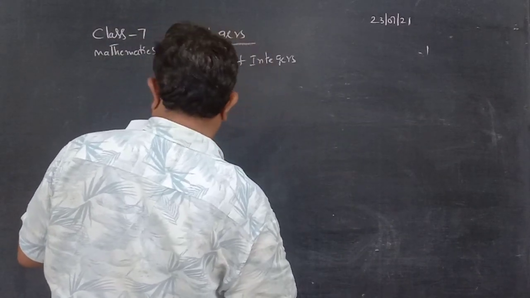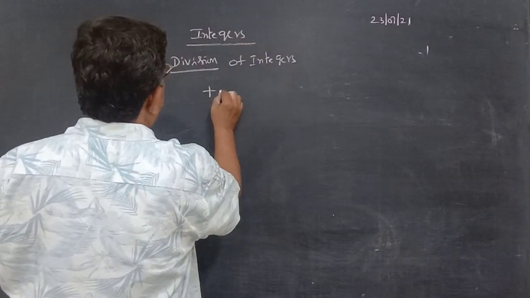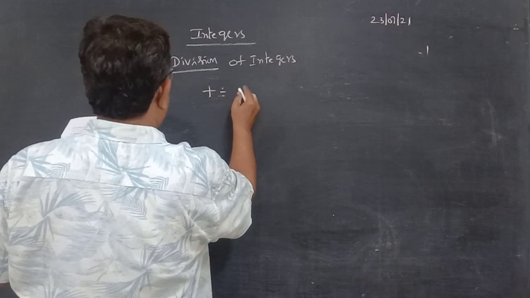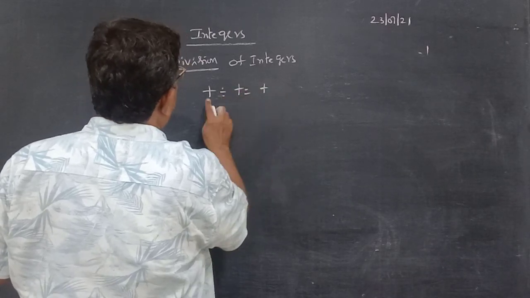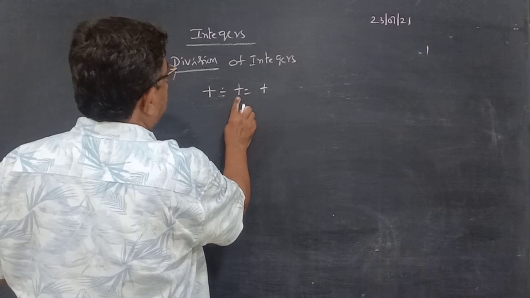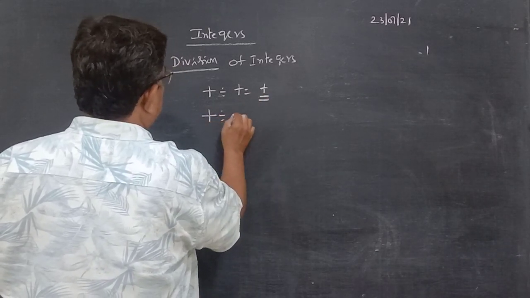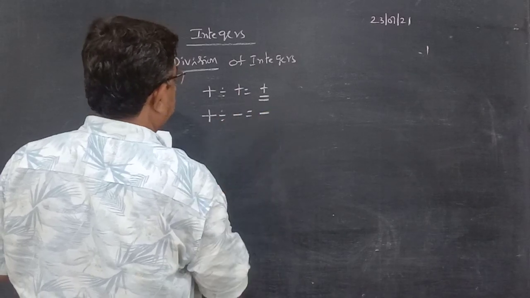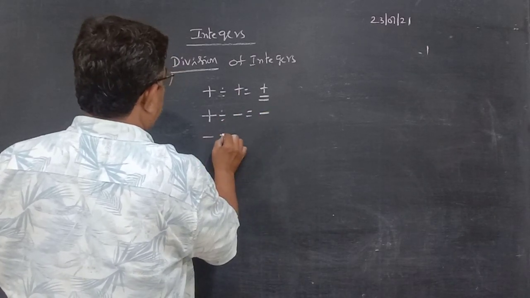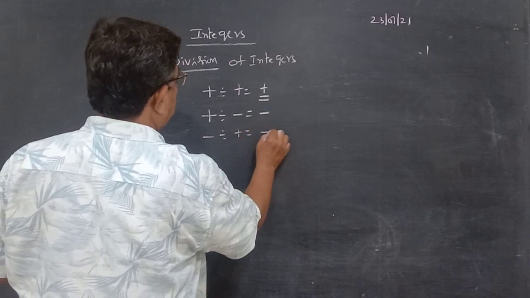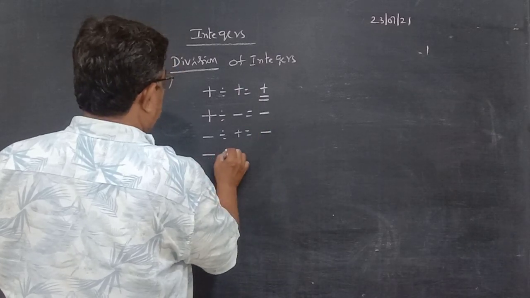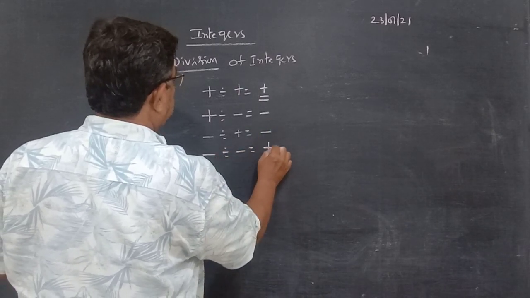Another point you have to remember is plus divided by plus is equal to plus. You are dividing a positive integer with another positive integer, the quotient is positive. You are dividing a positive integer with a negative integer, the quotient is negative. You are dividing a negative integer with a positive integer, the quotient is negative. You are dividing a negative integer with a negative integer, the quotient is positive.